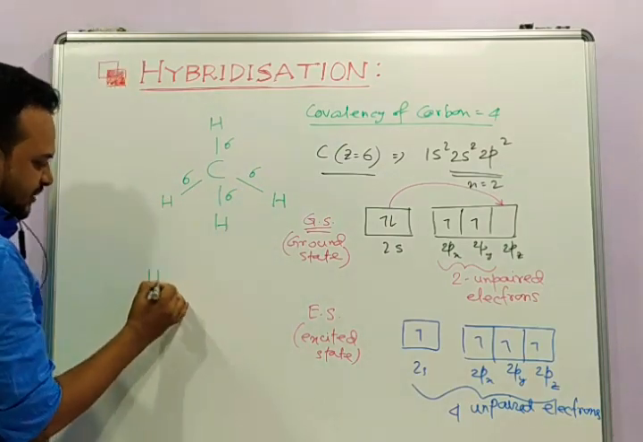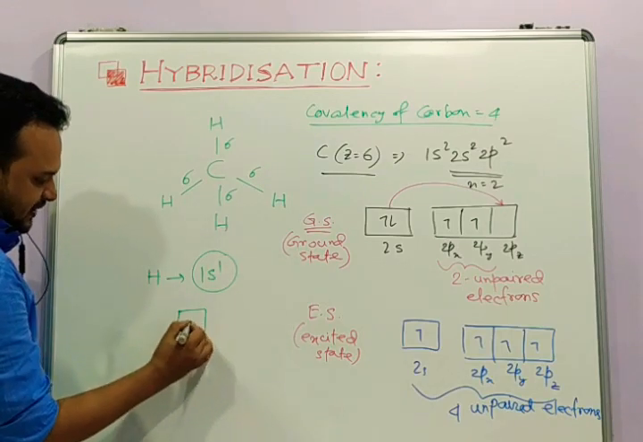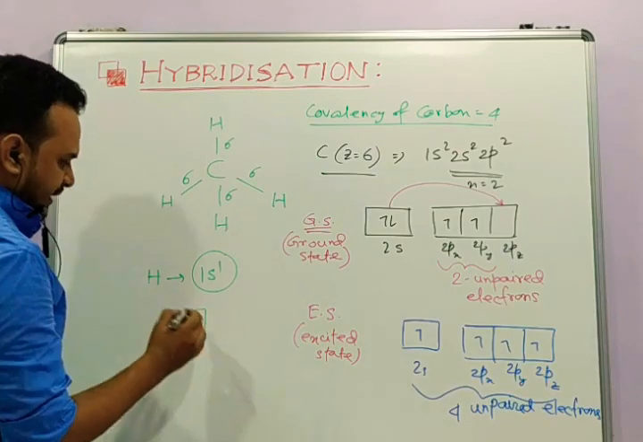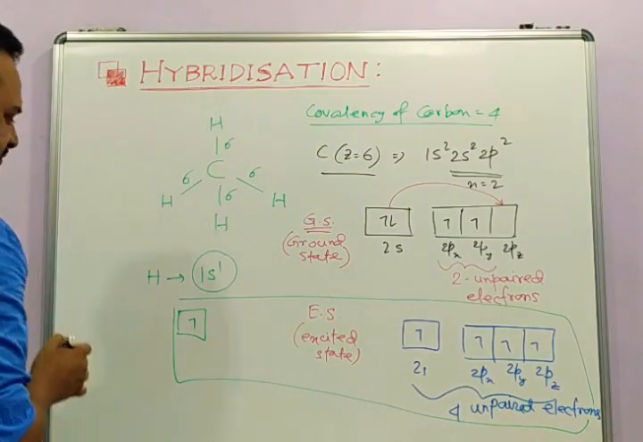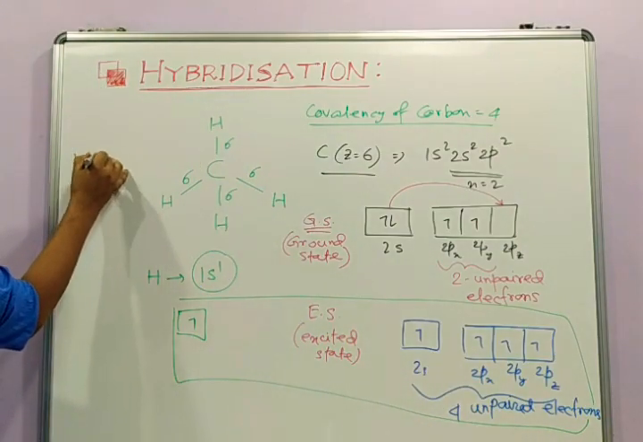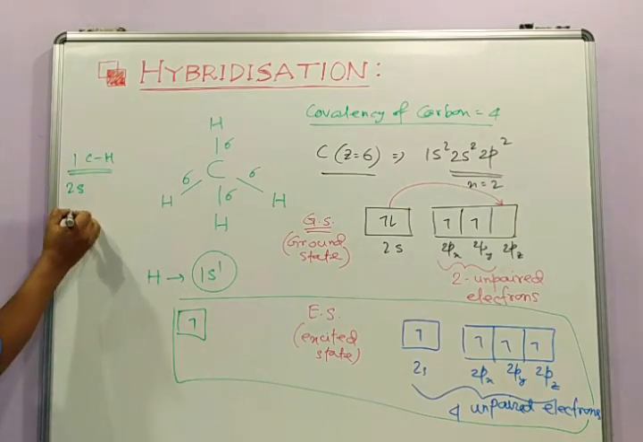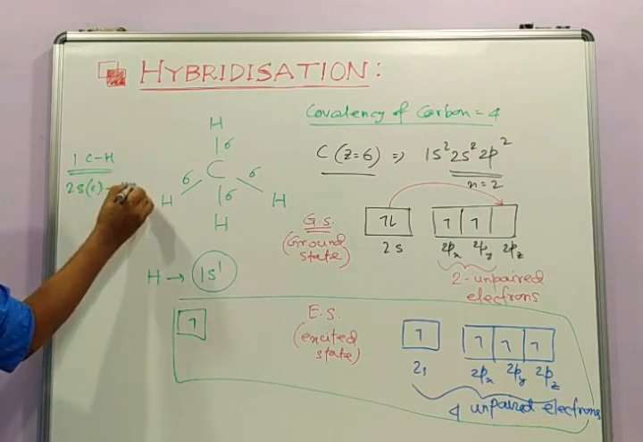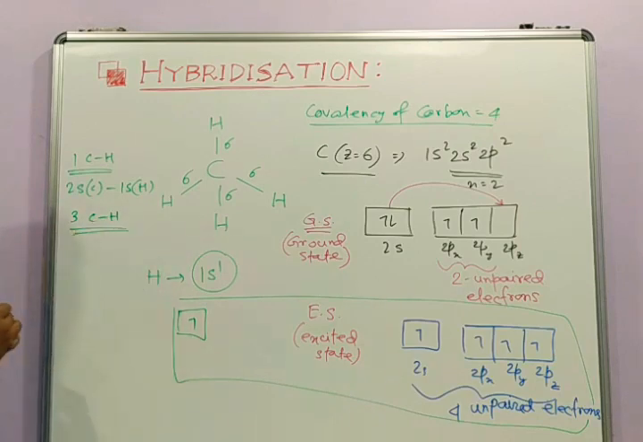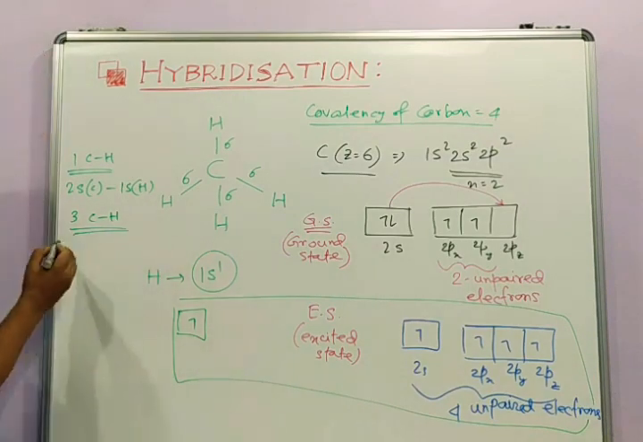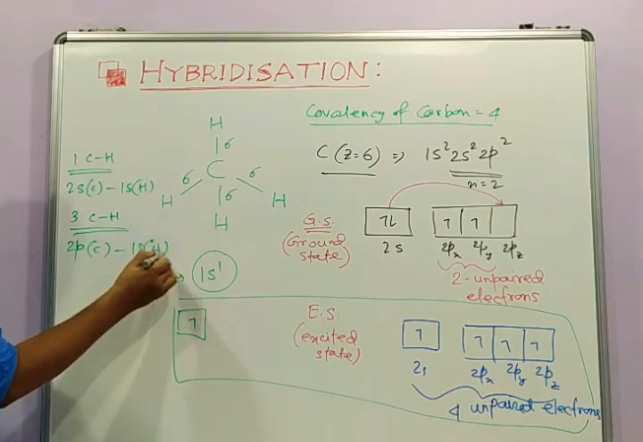As far as hydrogen is considered, the configuration is 1s1, so that is its valence electron. If you take this in the picture for the bond formation, then it seems that one of the CH bonds is because of the overlap between 2s of carbon and 1s of hydrogen, and the remaining 3 CH bonds, covalent sigma bonds, are because of the overlap between the 2p orbitals of carbon and the 1s orbital of hydrogen.